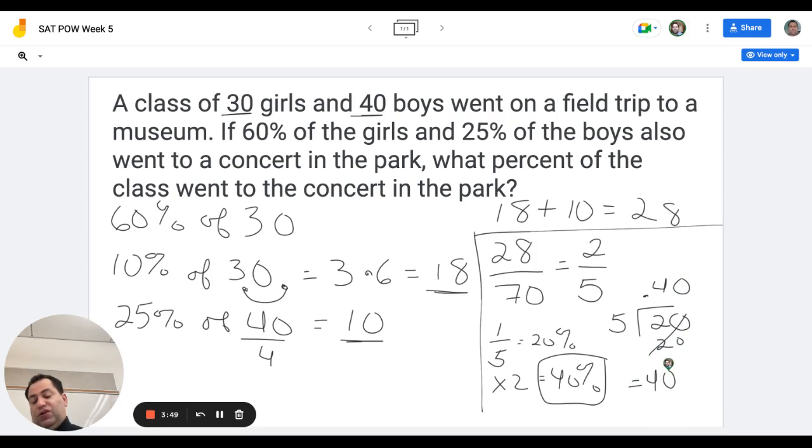So there's lots of different strategies you can use when you're working on the non-calculator portion of the SAT.